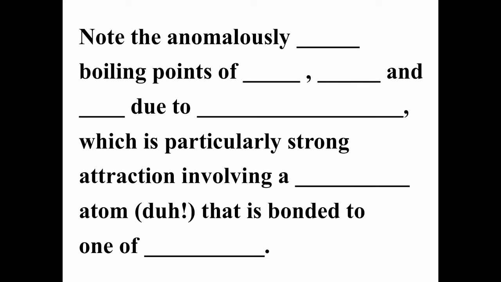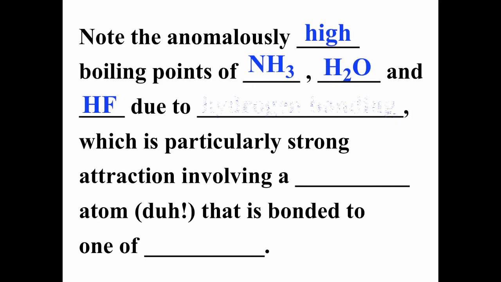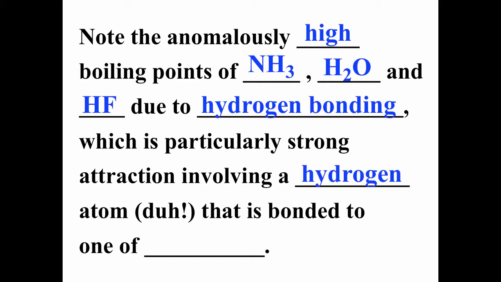Well, here is sort of the summary of what's going on. We have anomalously, unusually high boiling points for the compounds NH3, ammonia, H2O, water, and HF, hydrogen fluoride. And the reason these are anomalously high, way higher than we'd normally expect, is that these are compounds that exhibit what's known as hydrogen bonding. And hydrogen bonding is a particularly strong attraction that involves, well, hydrogen, duh. But it also involves hydrogen that is specifically bonded to either nitrogen, oxygen, or fluorine within a molecule.